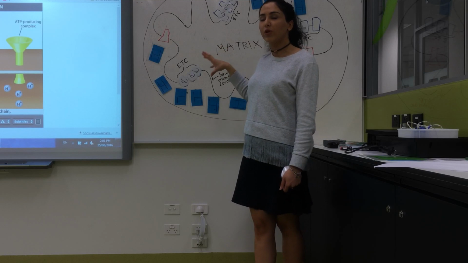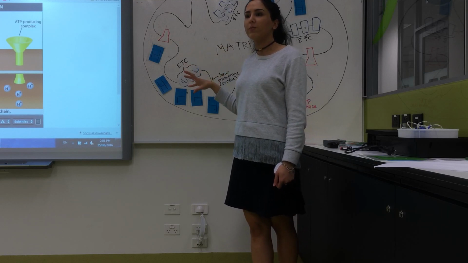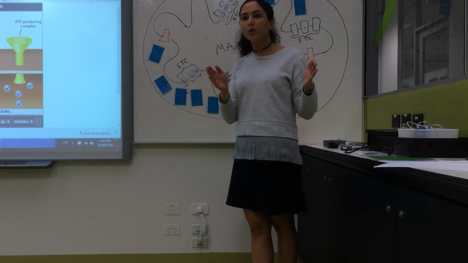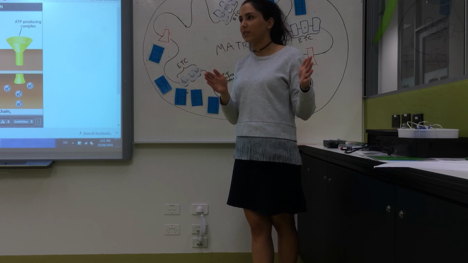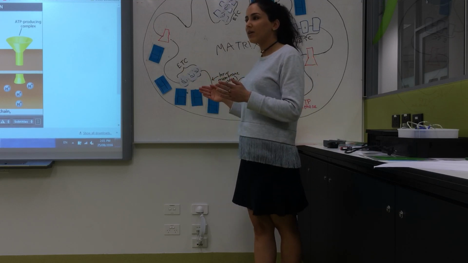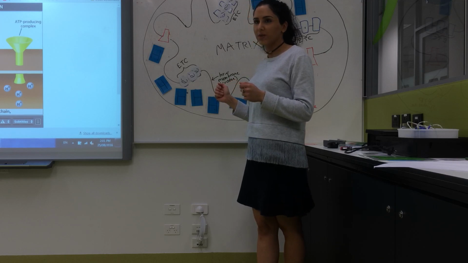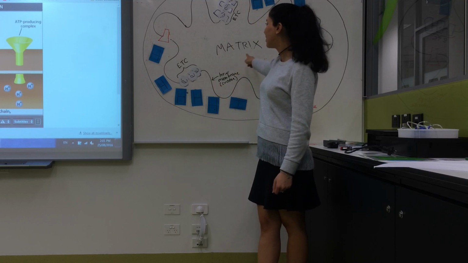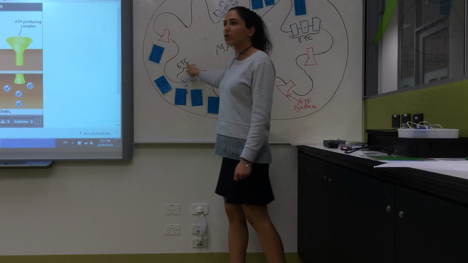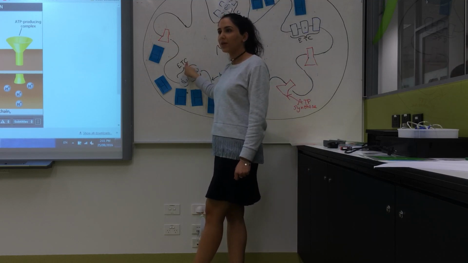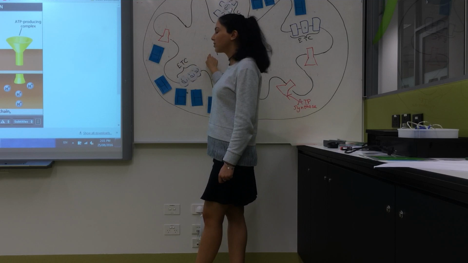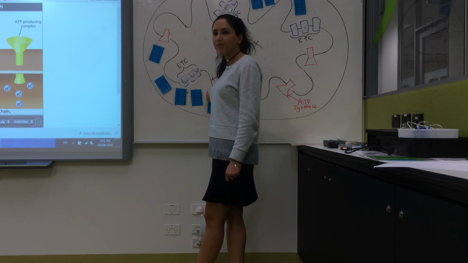Now the hydrogen protons do not want there to be this concentration gradient. They want there to be an equal amount of hydrogen in the intermembrane space and in the matrix. But the hydrogen protons cannot travel back into the matrix through the electron transport chain proteins. These proteins are one way only. They will only pump hydrogen from the matrix to the intermembrane space.